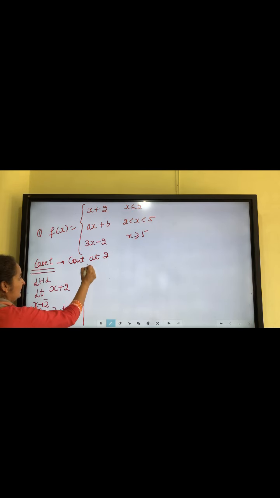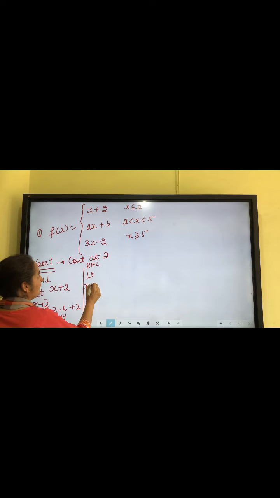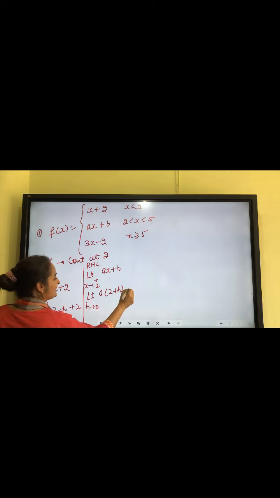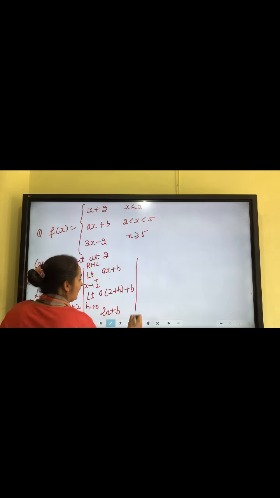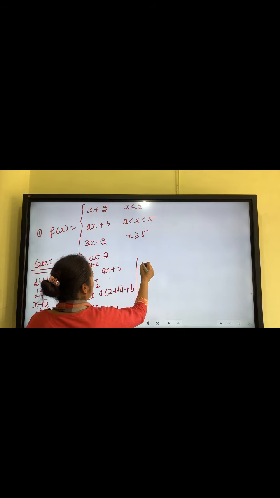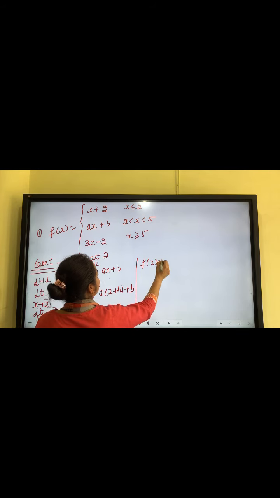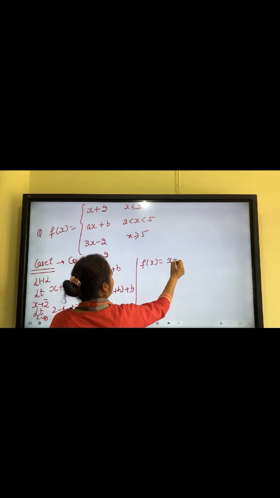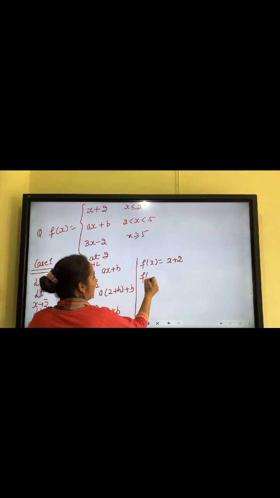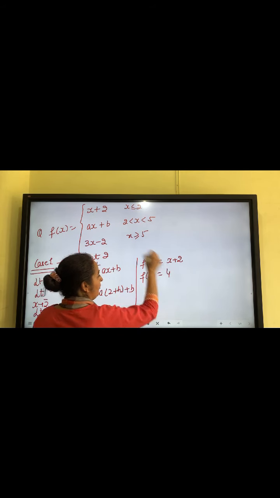Now next is the right hand limit. Limit x approaches 2 positive, ax plus b. Limit h approaches to 0, a into 2 plus h plus b, that is 2a plus b. And third is f at 2. F at 2 means where in the question the equal sign is used, that is 2 plus 4.